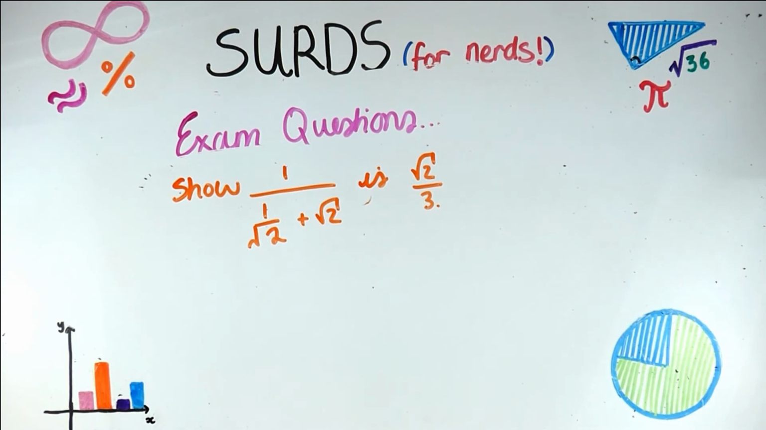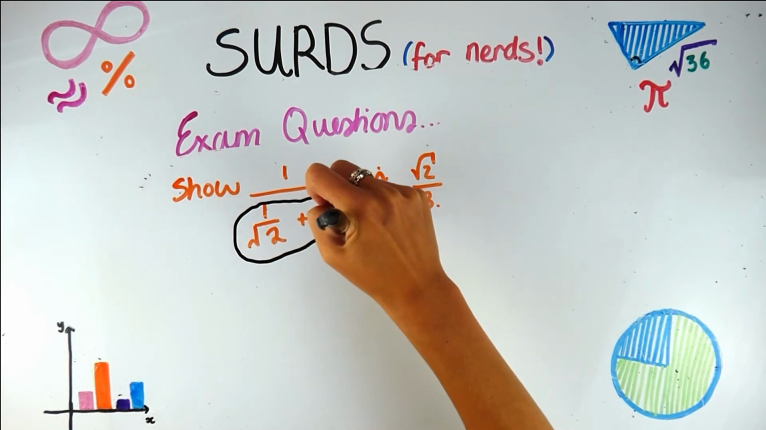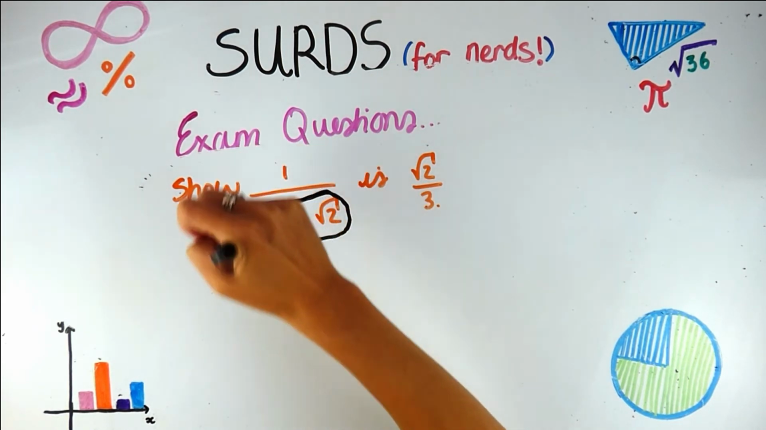Right, so final exam question example here, and this one is a bit tricky. It says show that 1 over root 2 plus root 2 is this. So the nice thing is it has given you the answer, so you've got something to work towards. First of all, I want to ignore the 1 over. I'm just going to look at this part and then deal with the fact it's 1 over afterwards.